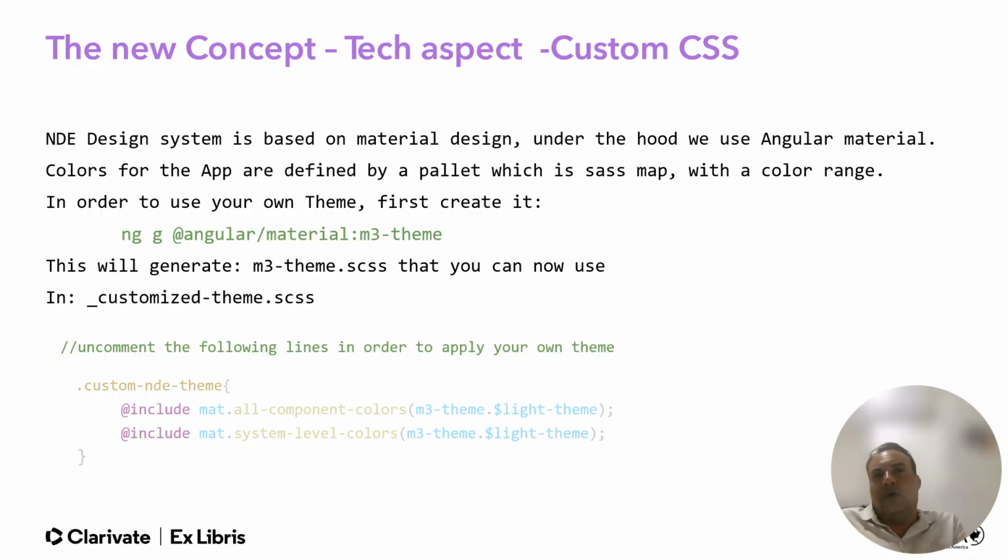In order to use your own theme, first create it with this command. This will generate an M3 theme file that you can now use. To use it in a file called Customized Theme SCSS, you need to uncomment those three lines. This will apply your file to the NDE instead of the OTB configuration.